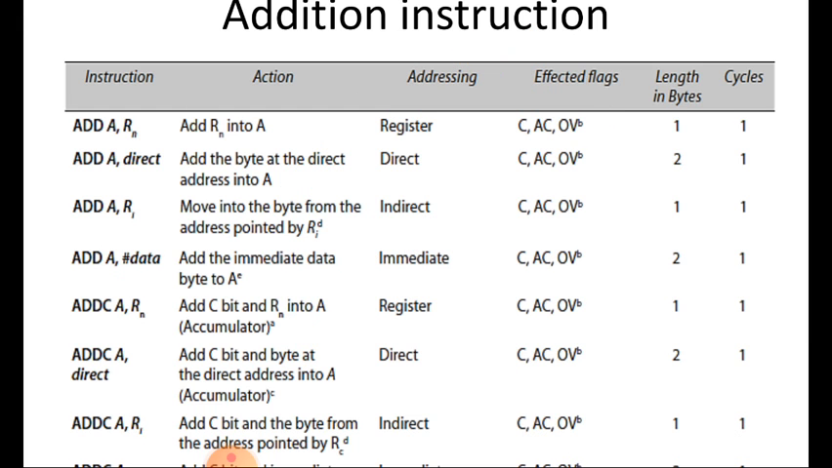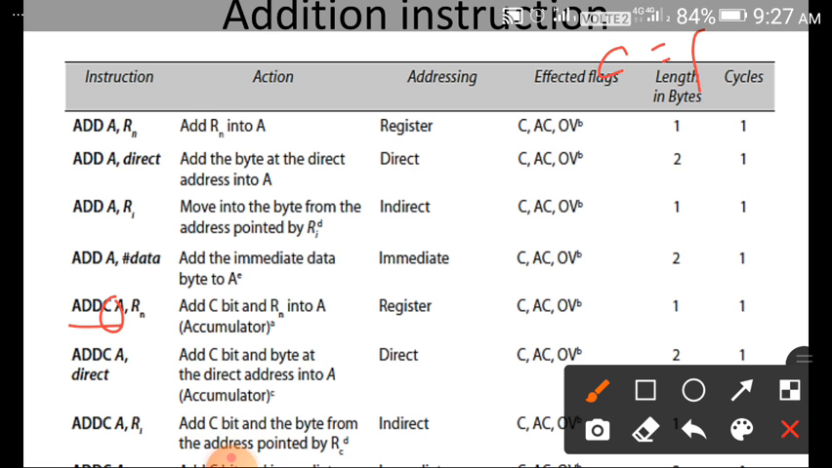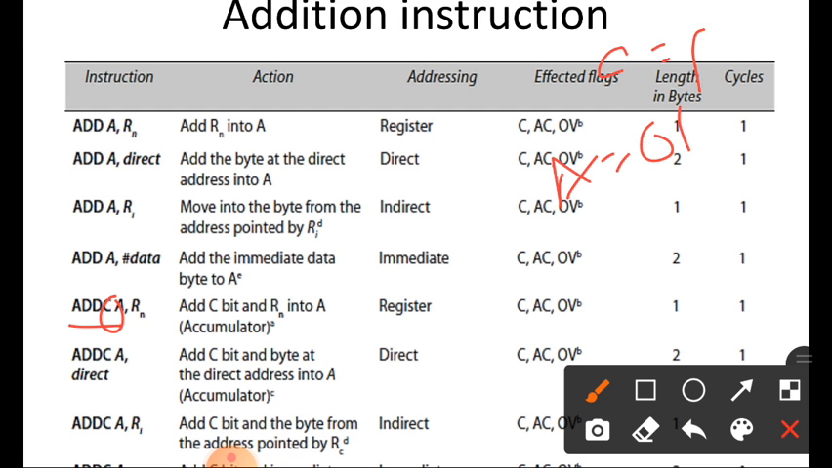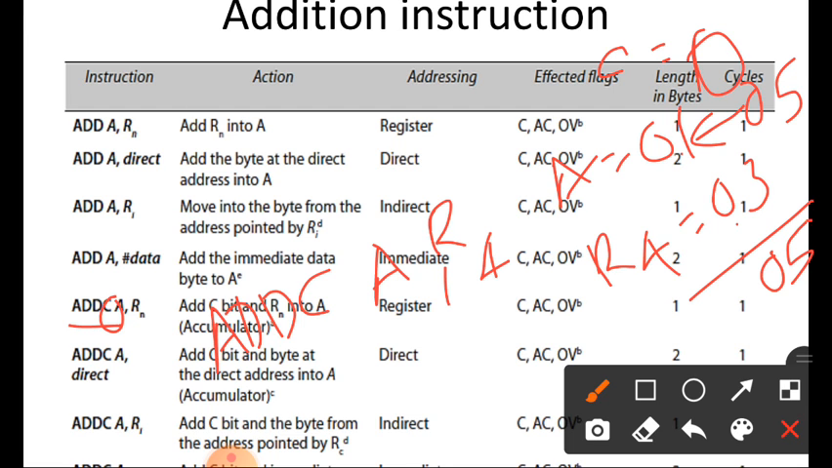Then ADDC A comma Rn. Here ADDC means add with carry. If the carry flag contains 1, A contains 01, and register R4 contains 03, with the instruction ADDC A comma R4, what will be the result? We are adding these three contents, then it will be 05. So the accumulator stores 05. If the accumulator value is 0, then the result will be 04.